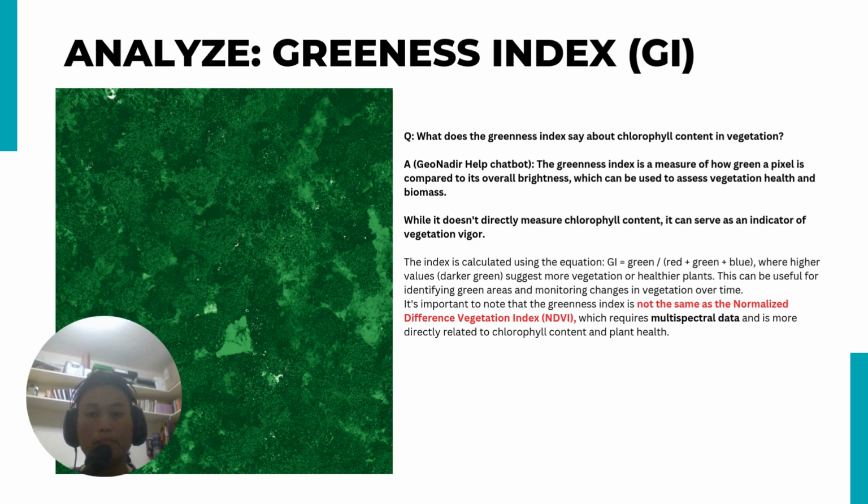However, when a multispectral camera is not available, we can use the RGB sensors of a commercial drone to capture the GI instead. This can provide proxy data for initial assessment of vegetation health based on visible light bands. Lastly, using the inspect tool, we can view the value of each pixel.